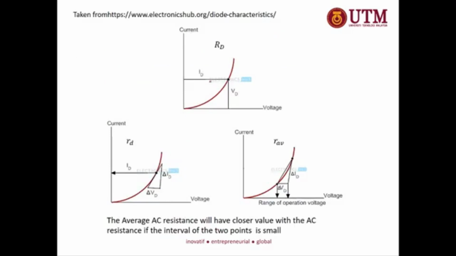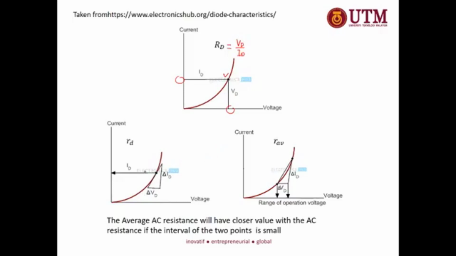These three types of resistance can be shown in this graph. So let's say we have current versus voltage. If you want to calculate RD at this point, what you need to do is get this ID value and the VD value, and you have RD equal to VD over ID. So this is the DC resistance.